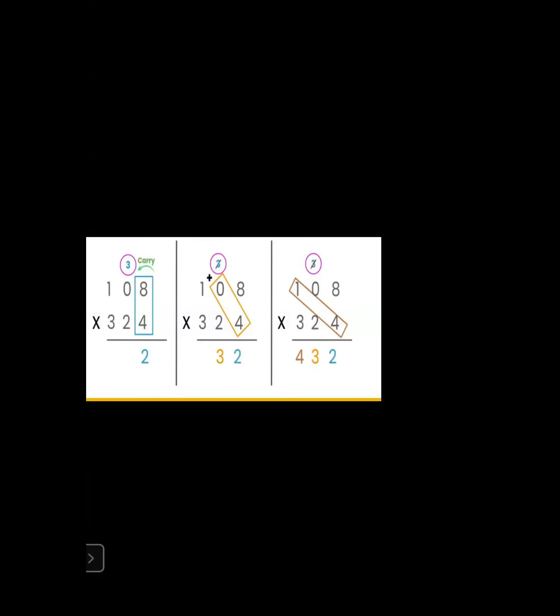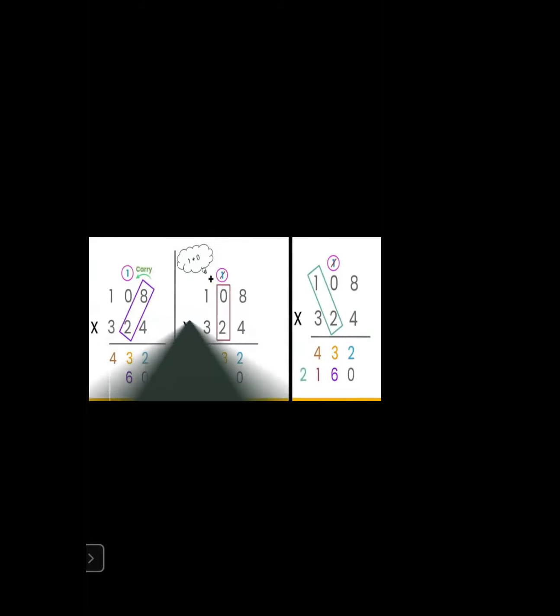We have concluded that any number multiplied with 0 is always 0. 4 into 0 is 0, and 0 plus 3 is 3. Now 4 into 1 is 4. The answer of the ones place is 432. Now let us solve for the tens place.